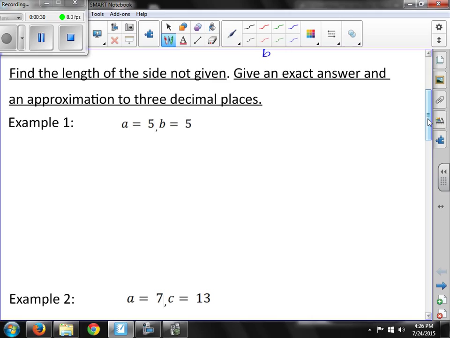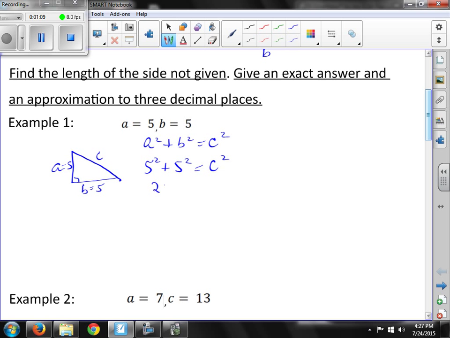So we want to find the length of the side that is not given, give the exact answer, and then an approximation to 3 decimal places. So this one we have two sides that are 5. So we could call that A is 5 and B is 5, and the one across from the right angle is C. So we're going to work out A squared plus B squared equals C squared. So we'll have 5 squared plus another 5 squared is equal to C squared.